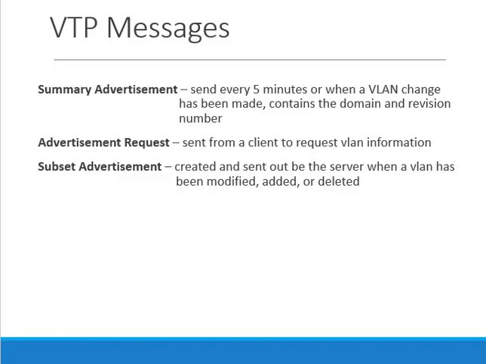A subset advertisement is created and sent out by the server when a VLAN has been modified, added, or deleted. So we make a change, a summary advertisement is sent out that contains the domain name and the revision number, and then following that summary advertisement is a subset advertisement which will have the VLAN information in it. More than one subset advertisement may need to be sent out.